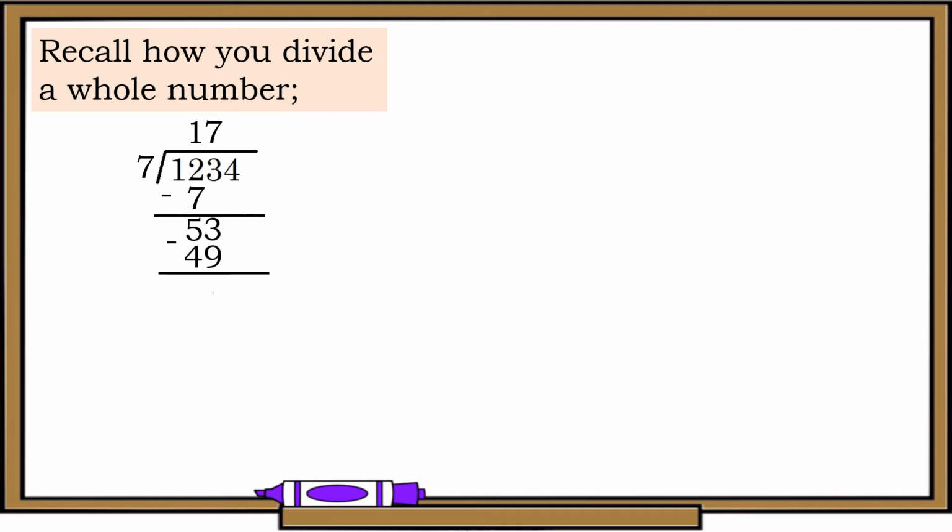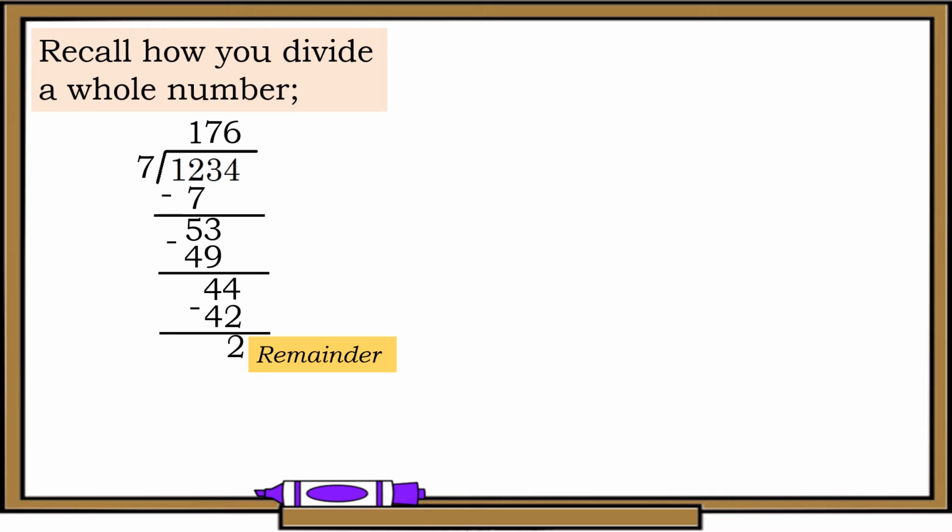53 minus 49, 4. Meron pa ba tayong i-bring down? So, pag meron kang bring down, magdi-divide ka uli. 44 divided by 7, 6. Then you multiply. 6 times 7, 42. So, 44 minus 42 is 2. May i-bring down pa ba? So, wala na. So, pag wala ka nang i-bring down, tapos na yung iyong division. Yung naiwan doon sa ibaba, yun ang tinatawag nating remainder. So, the remainder is 2.